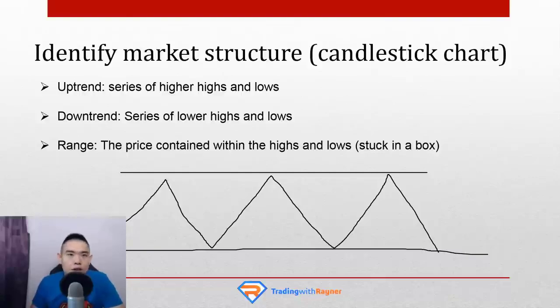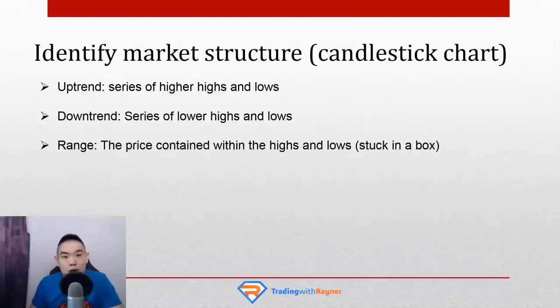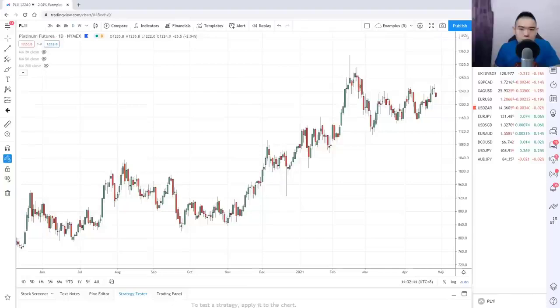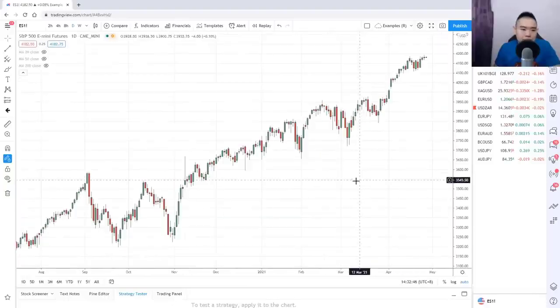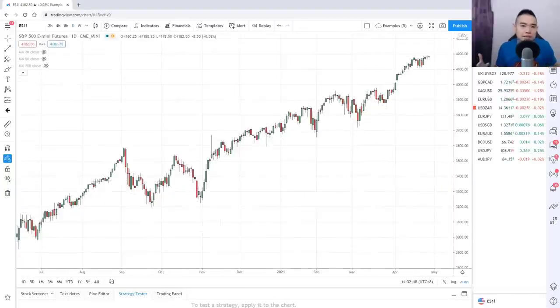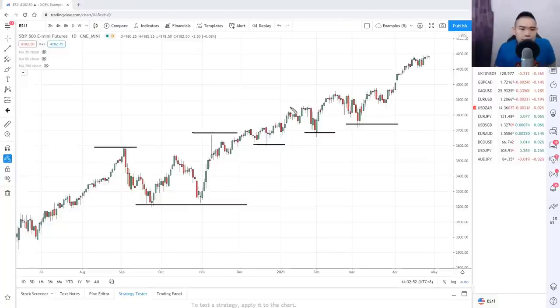So let me share with you a few chart examples, so you know what we're talking about. The first one here is the chart of the S&P 500. Let me ask you, what is this market structure? Well, I hope you can see that this is an uptrend. Why is it an uptrend? Because you see a series of higher lows, and higher highs, higher high, higher high. Next one, what about this?